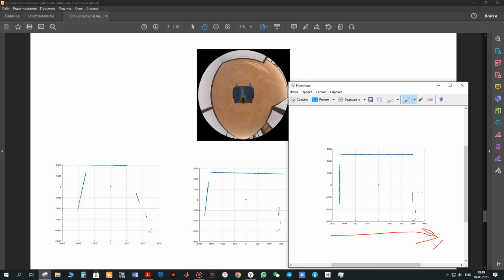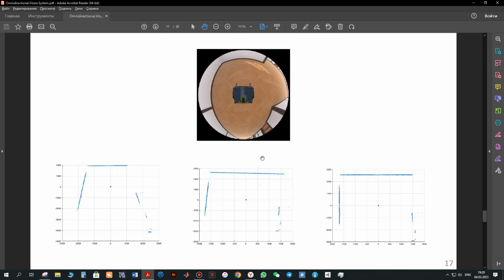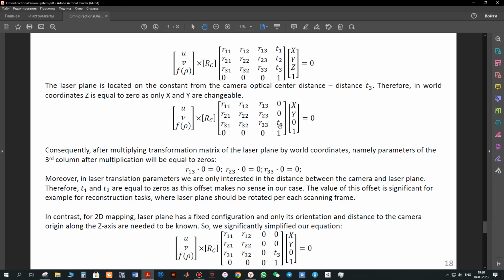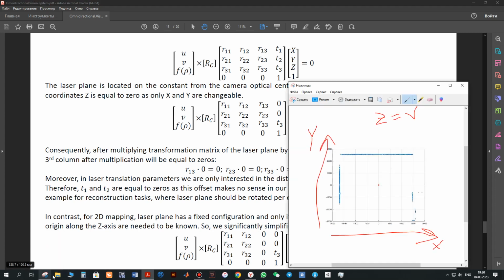So here is x, here is y, and the distance between the camera and the laser is known to us. So we know this distance, and this is constant. That's why this is equal to T3, a constant.